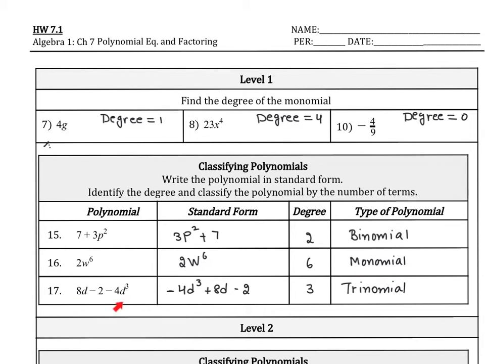Writing in a standard form, the highest degree in the front: negative 4d to the power 3 plus 8d minus 2. The highest degree is 3. There are 1, 2, 3 terms, so this is a trinomial.